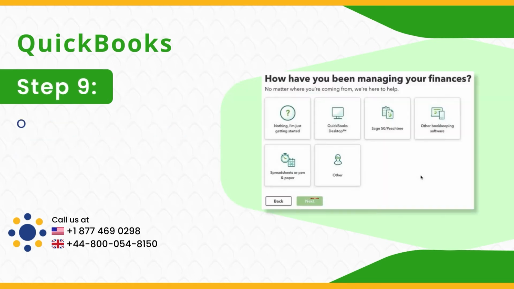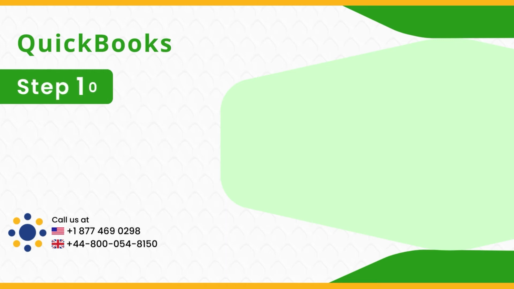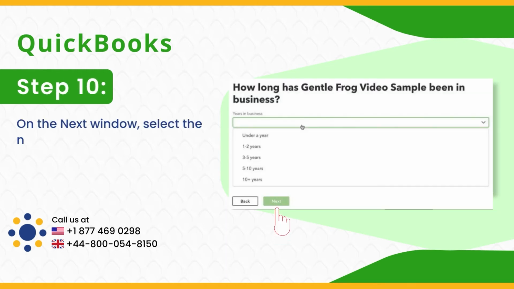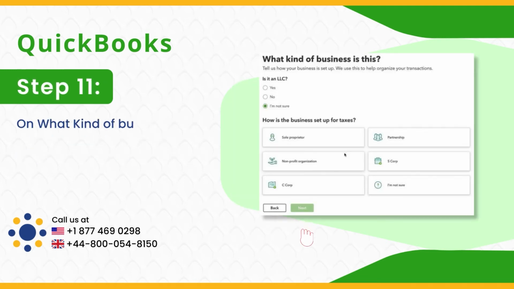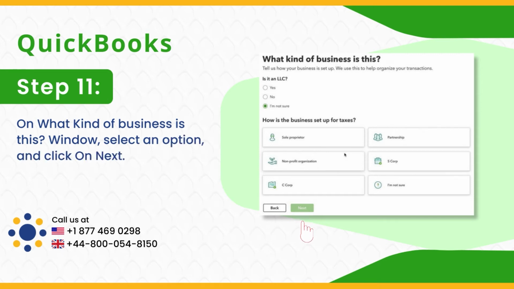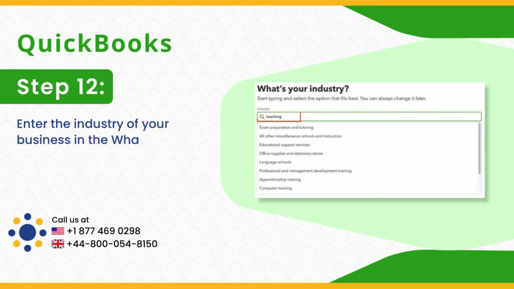Step 9, on How have you been managing your finances window, select a method and click on Next. Step 10, on the Next window, select the number of years from the drop-down and click Next. Step 11, on What kind of business is this window, select an option and click on Next. Step 12, enter the industry of your business in the What's your industry window and click on Next.